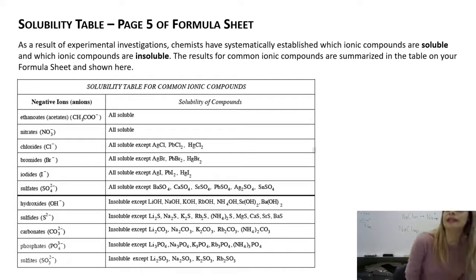And the way you would do it is you could go, okay, she's saying a hydroxide. So we go down and look at the hydroxides. Hydroxides are insoluble, but there are these exceptions. So it's insoluble except these ones. So is calcium hydroxide an exception? No. So is calcium hydroxide soluble?